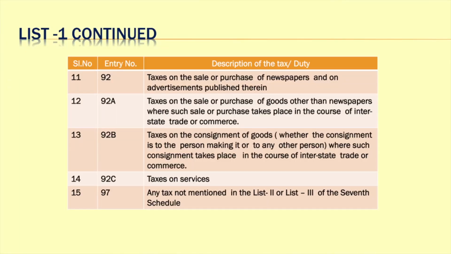Then 97: any tax not mentioned in List 2 or List 3 of the 7th Schedule. This is very important. This is called residuary powers. Entry 97 in List 1 speaks of residuary power. This is a very important feature of the Indian federal system, where residuary power means that those subjects which are not mentioned in List 1, List 2 or List 3, anything that is going to come in future, will be under the purview of the union government. So this is an exclusive power given to the union government, which entails that the union government is more powerful and more centralized.